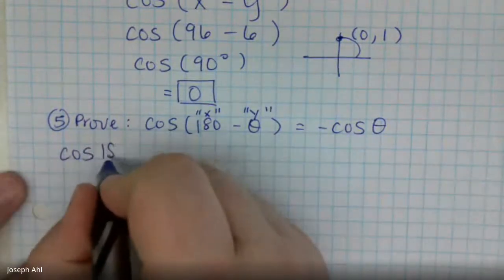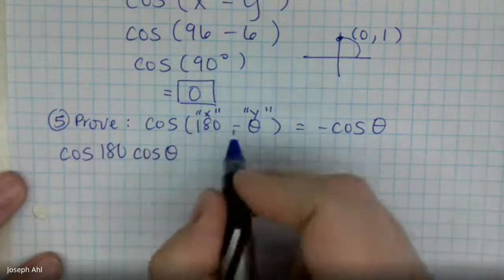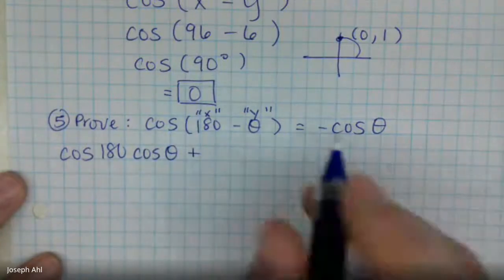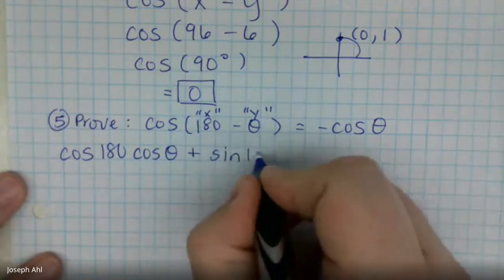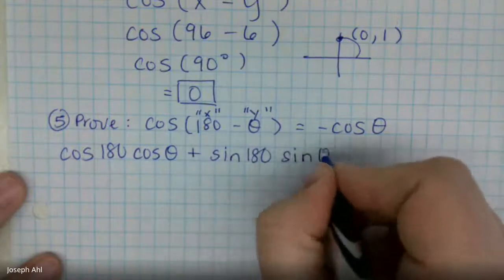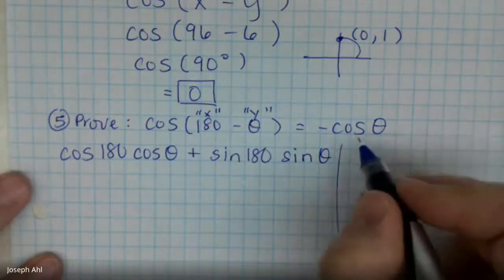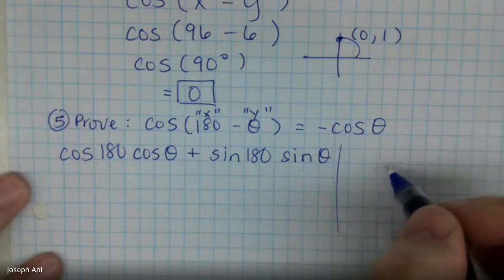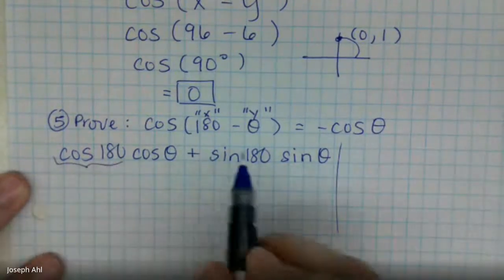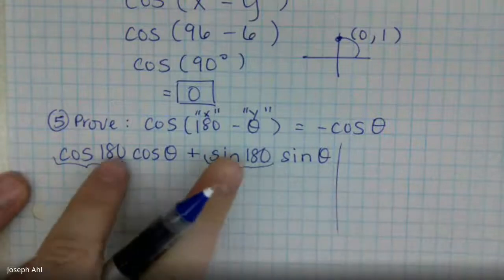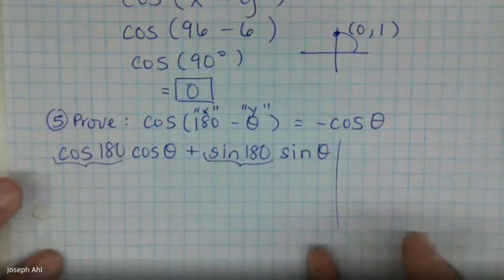So cosine 180, cosine theta. Cosine, there's that change of sign, so it's plus in the middle now. Sine 180, sine theta. Okay. So in the end, I want to show that this somehow equals negative cosine theta. And notice how there's two things we can evaluate here, because these are specific angles. We have cos 180 and we have sine 180.